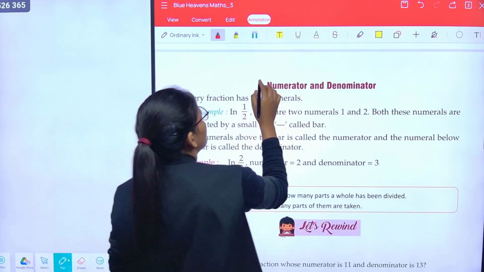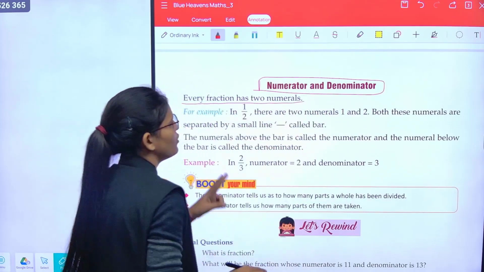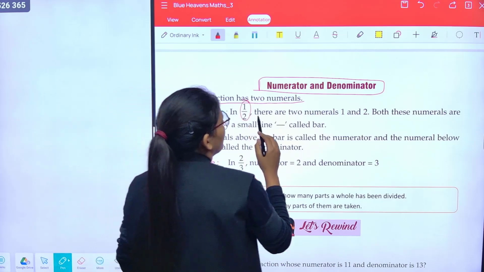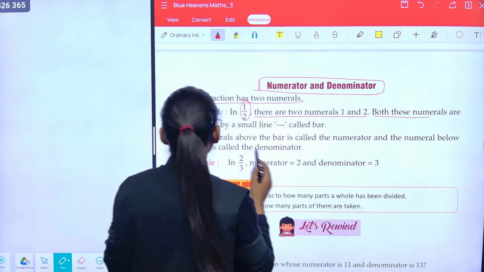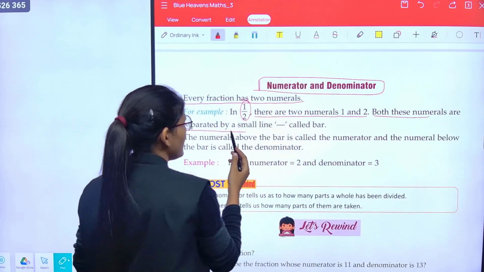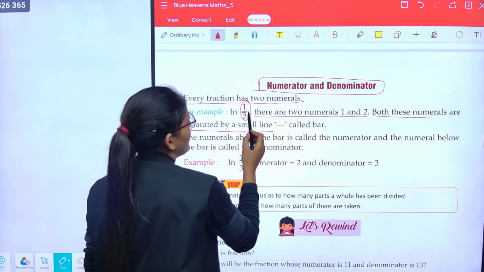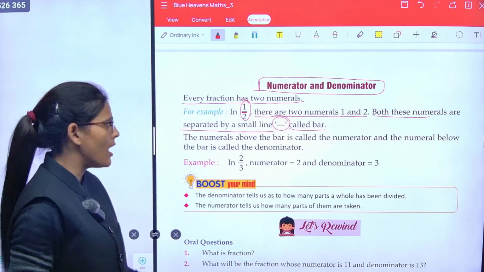Now students, numerator and denominator. Every fraction has 2 numerals. For example, in half there are 2 numerals, 1 and 2. Both these numerals are separated by a small line called the bar. What do we call it? Bar.